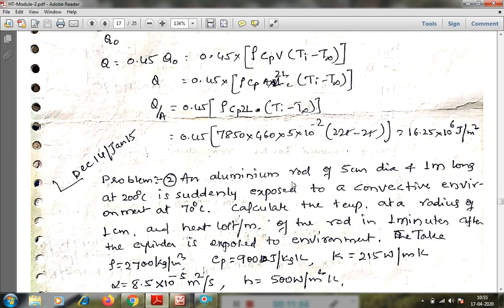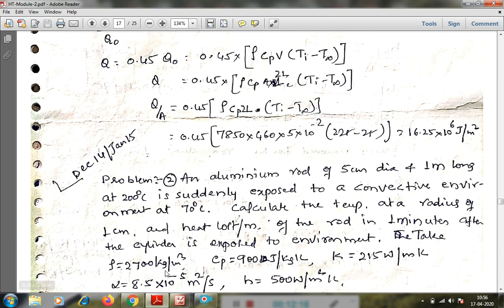That cylinder is an aluminum rod of 5 cm diameter and 1 cm long, at 200 degrees Celsius, suddenly exposed to a convective environment at 70 degrees Celsius. Calculate the temperature at a radius of 1 cm and heat lost per meter of the rod in 1 minute after the cylinder is exposed to the environment.